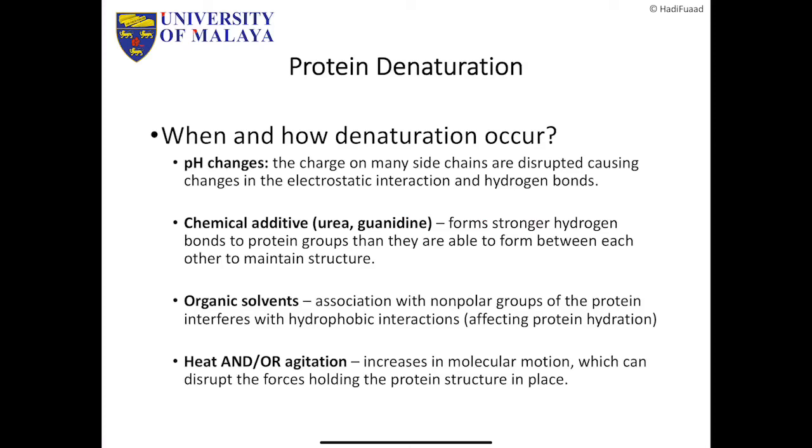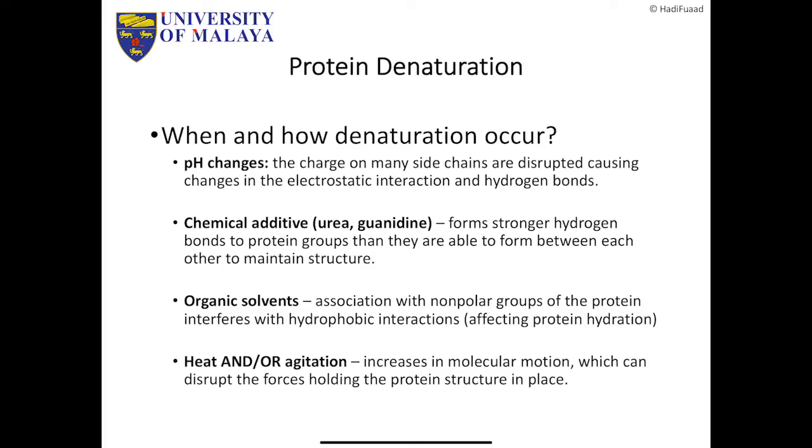First one, pH change. So if you put an acidic protein in a basic environment, the pH change will cause a change in the charge of the side chain of the protein, thus disrupting the electrostatic interaction and hydrogen bond and so on and so forth. So you break apart the interaction, thus the structure breaks apart as well.